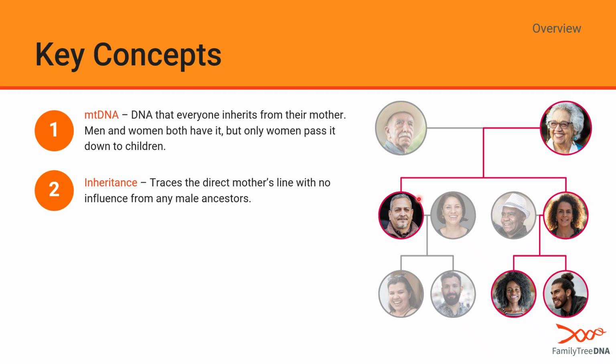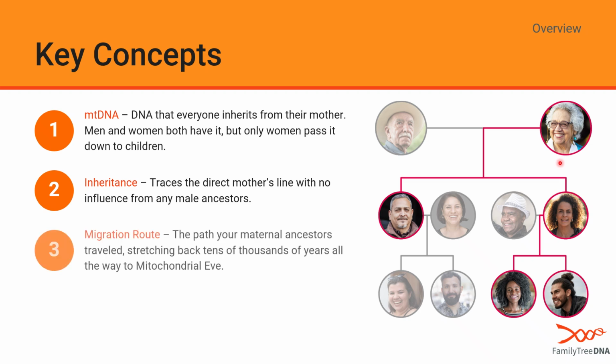First off, it means that we can use it to trace the direct mother's line. So that means that everyone who shares the same mitochondrial DNA, they can all trace their ancestor back to the same direct maternal ancestor. So none of the male ancestors will influence this, so it's very narrow in its focus, and that can provide some really great advantages. What it can do, first off, is it can provide a migration route.